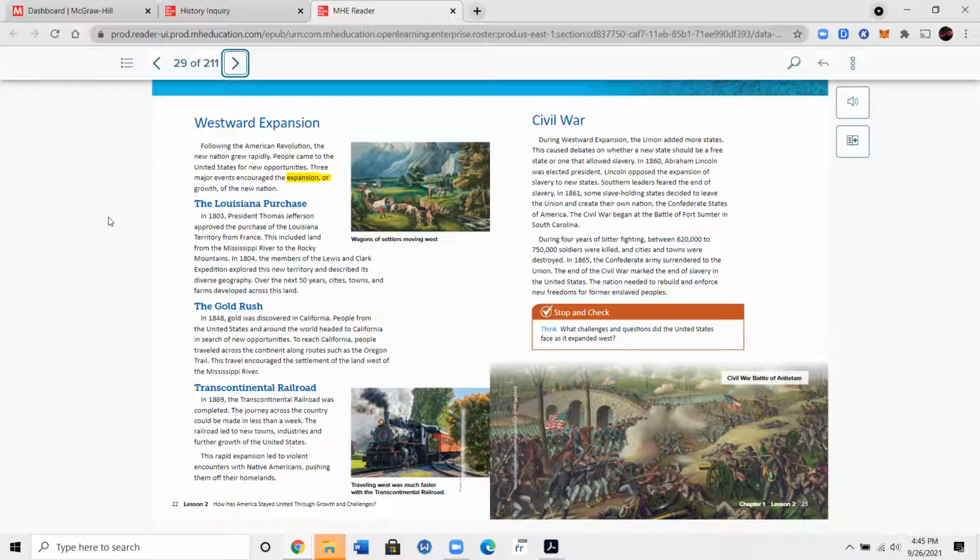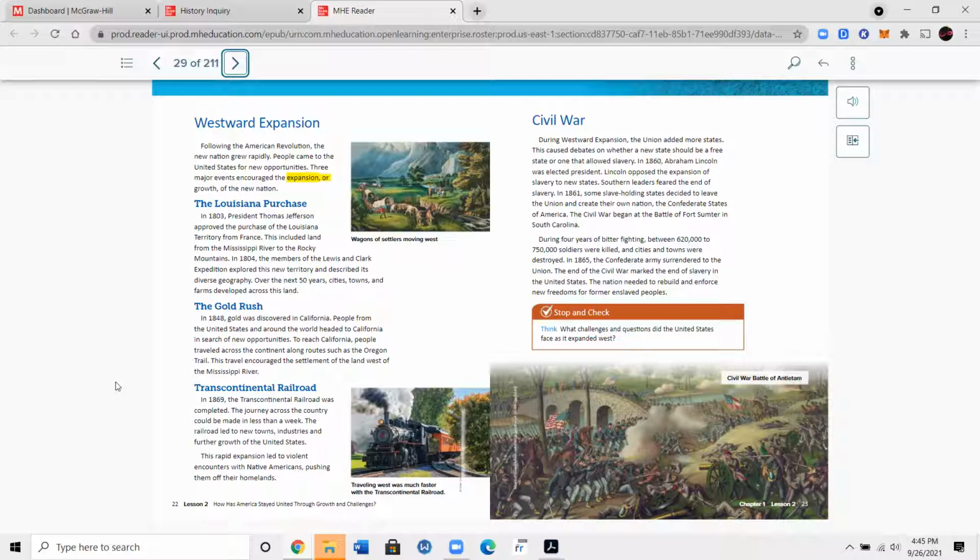The Gold Rush. In 1848, gold was discovered in California. People from the United States and around the world headed to California in search of new opportunities. To reach California, people traveled across the continent along routes such as the Oregon Trail. This travel encouraged the settlement of land west of the Mississippi River.